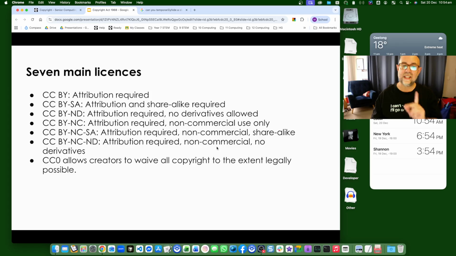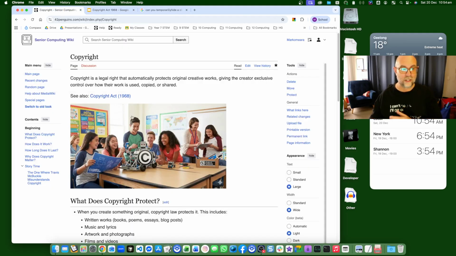Now, these things sit on top of existing copyright law. So when we go into the copyright here and we look at the Copyright Act, and then we click through to the page, it's a little bit slow to load here.